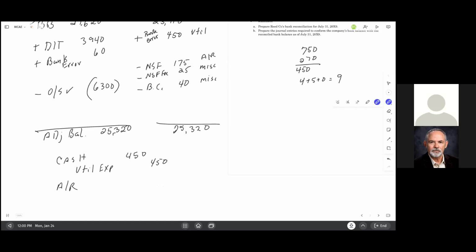All right, so we got AR for 175. Miscellaneous expense for 25, and then we can just hit the cash account for the full 200. Good. Lastly is the service charge. So that's just a debit to miscellaneous expense for $40, and remove that from the cash account, $40. Once these journal entries are posted and moved to the ledger, then your balances are correct. And that's a bank reconciliation.